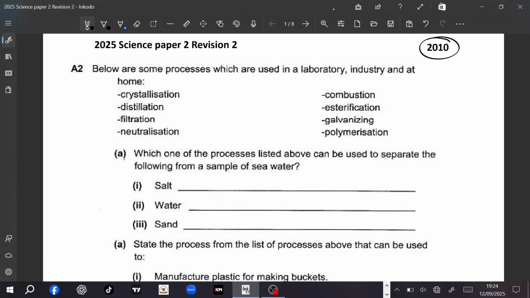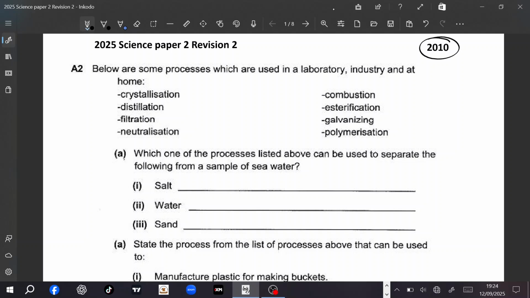The question read: below are some processes which are used in a laboratory, industry, and at home. So we have crystallization, distillation, filtration, neutralization, combustion, esterification, galvanizing, and polymerization. So these are processes in chemistry. Now, let's see the question.